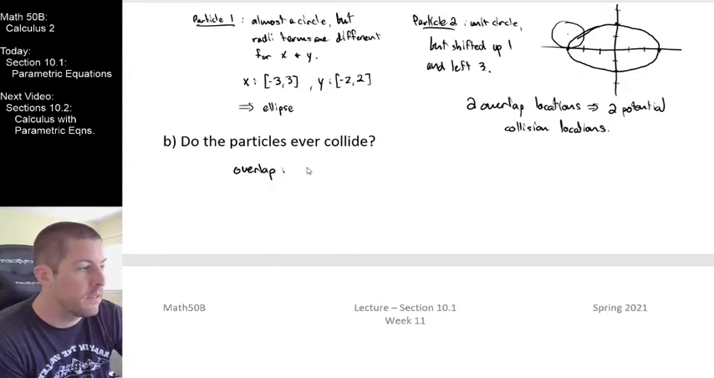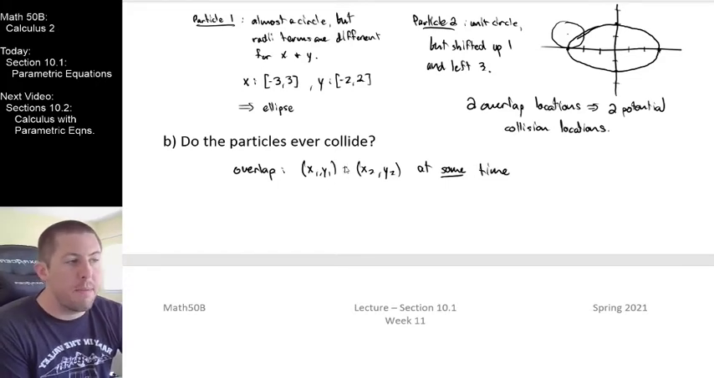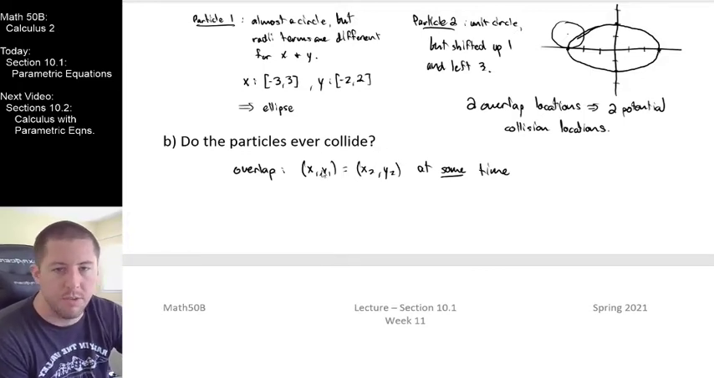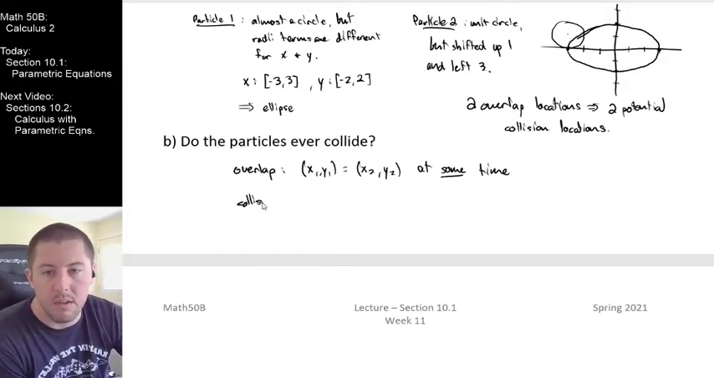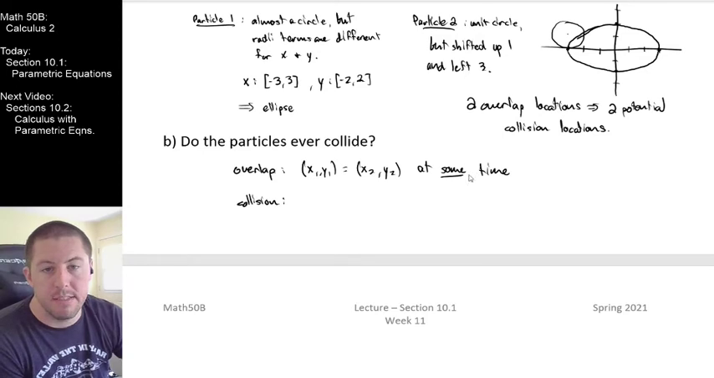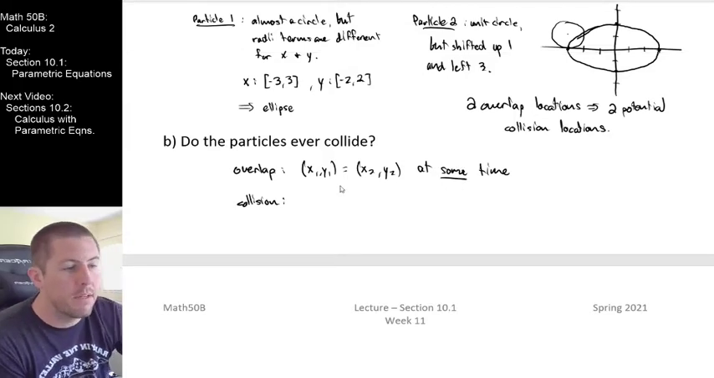What's an overlap? Well, that's where we're going to get x1, y1 equals x2, y2 at some time. This just means that there's going to be positions on the graph that are the same for graph 1 versus graph 2, particle 1 versus particle 2. A collision, though, is a little more special than that. We need to be at the same place at the same time, not at some time. And I'm even going to erase this and write that much more clearly, at some time.